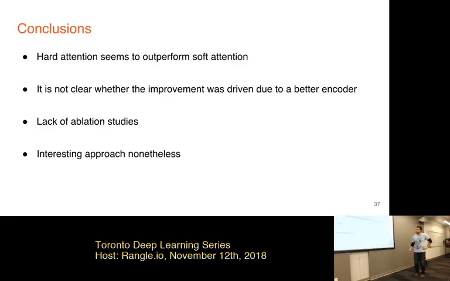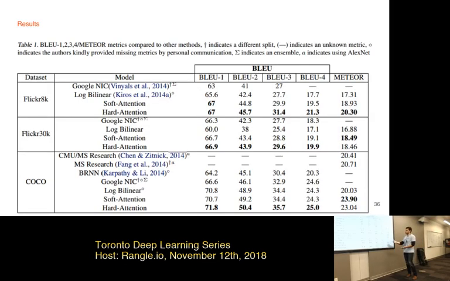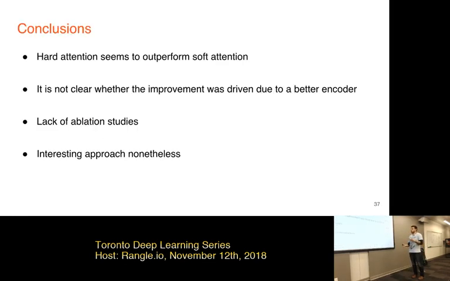So to conclude, in general, it seems like hard attention outperforms soft attention. We saw from the results that when we look at BLEU score, there is quite a bit of difference. But when it comes to METEOR, the difference is small. The difference is okay, but still, overall, I would argue that hard attention seems to outperform soft attention in general.